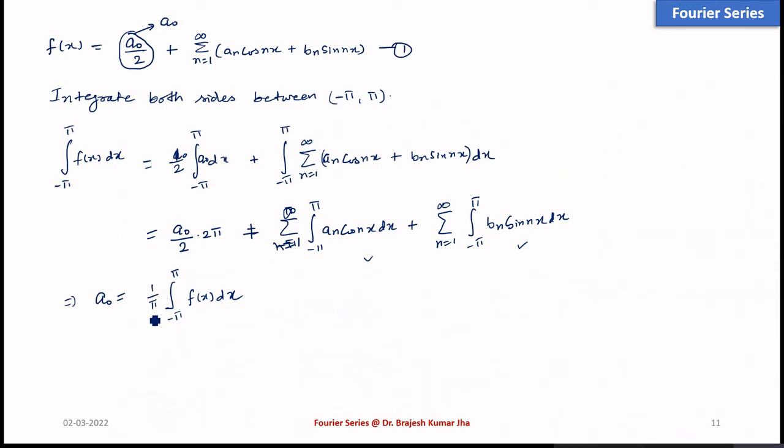Okay. In that case, it will be what? 1 upon 2 pi, that we must understand. So according to the book, it differs. Chaliye, now we can move to the next, an. So for that, what do we do here?